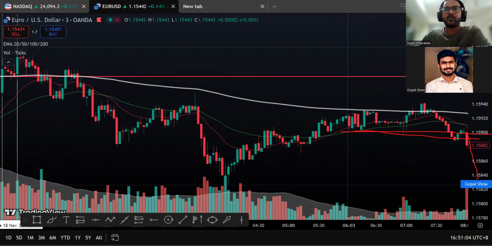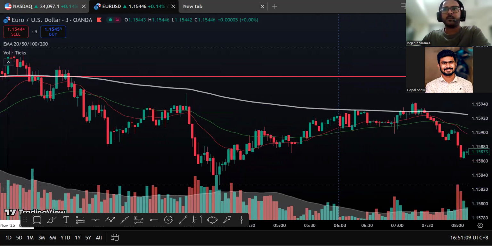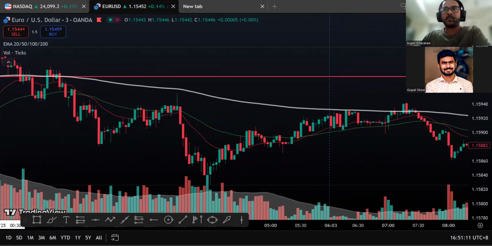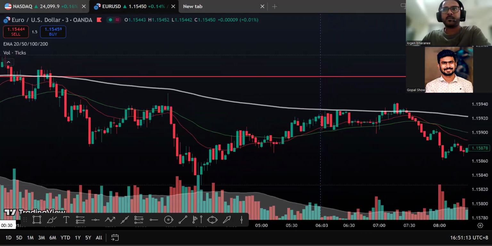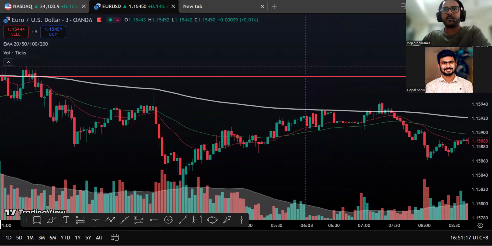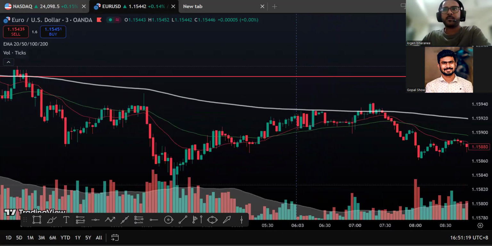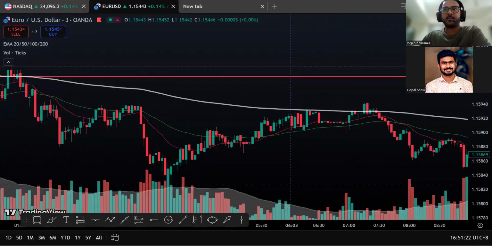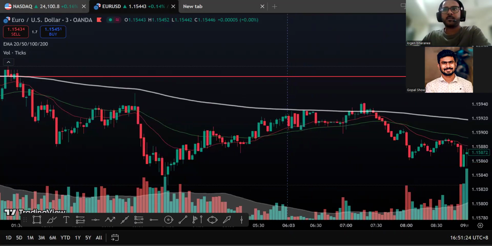Let's see. Go to the left side. Slowly. Buyers come strong. The recent low already came right at this area. This is the recent low, price came at this area.